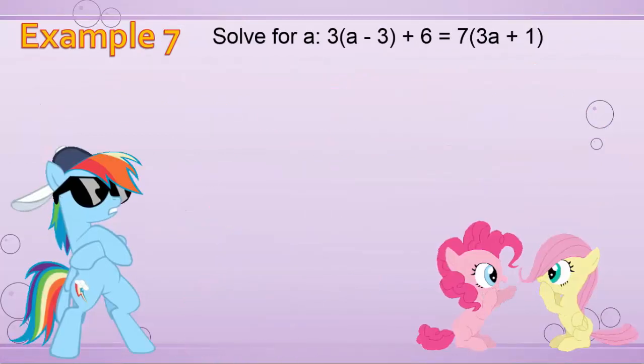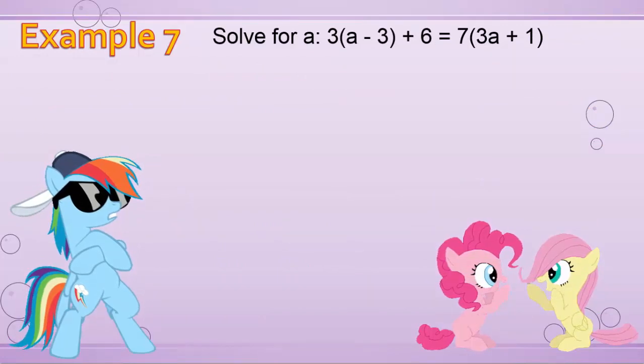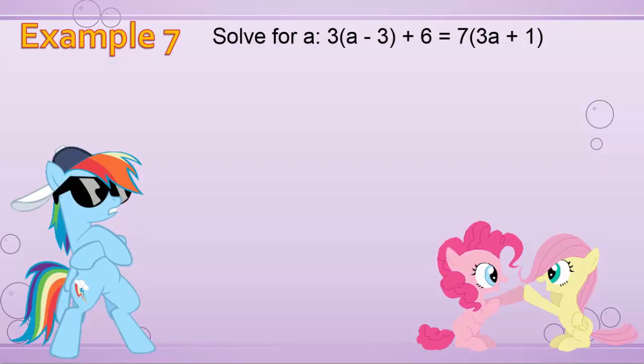In example number 7, we're asked to solve for a. And the equation is 3 bracket a minus 3 close bracket plus 6 is equal to 7 bracket 3a plus 1 close bracket. So this one I'm going to work out in detail on the whiteboard.